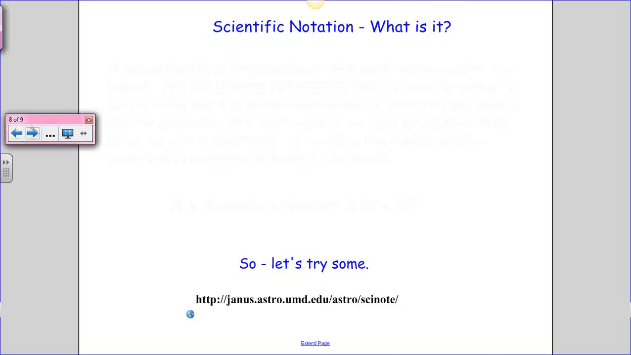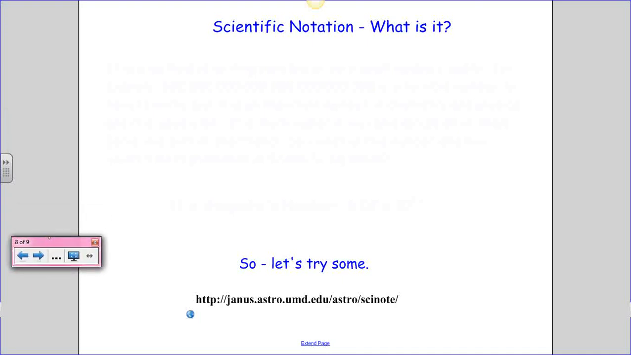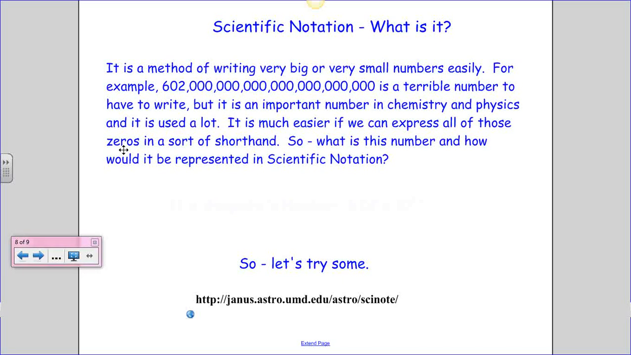Okay, so now on to scientific notation. You should all have some experience with scientific notation in chemistry because there's a very special number that you have to deal with in chemistry quite a bit, and it's gigantic. So scientific notation is a method of writing very big or very small numbers easily.